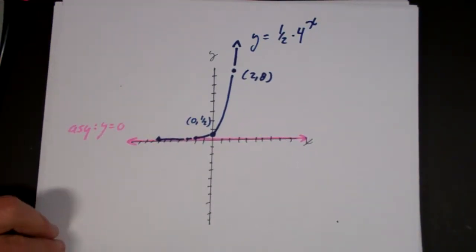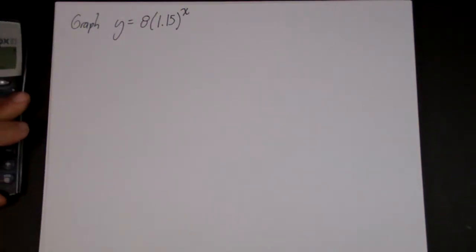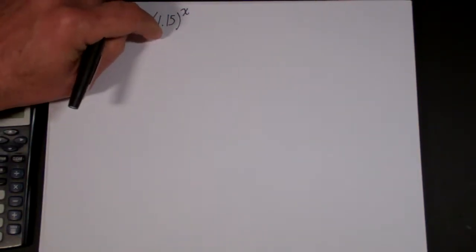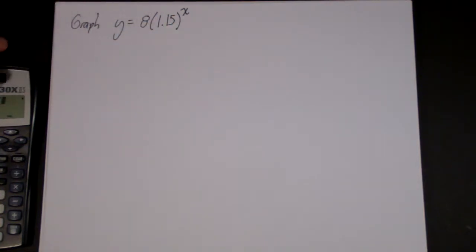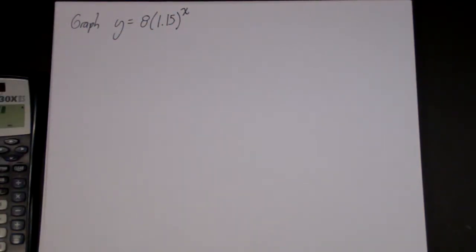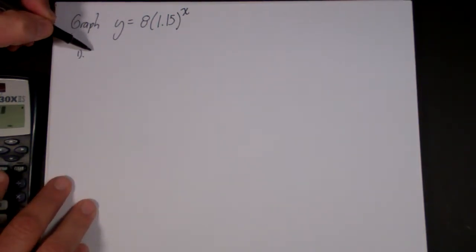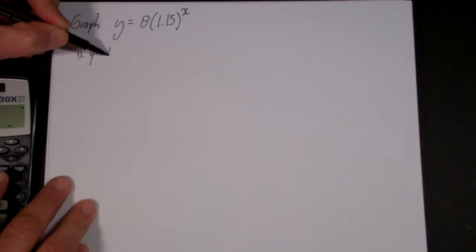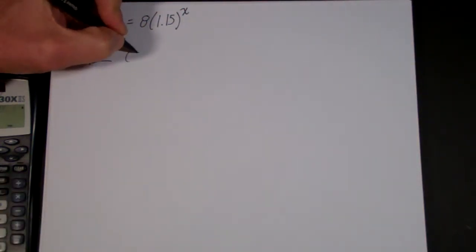Let's do another example. And this time, let's graph y is equal to 8 times 1.15 to the x. Now here, since it's a decimal like this, you're definitely going to have to use a calculator for this. So in this case, the first step is we're going to find the y-intercept. The y-intercept is the point 0, 8.